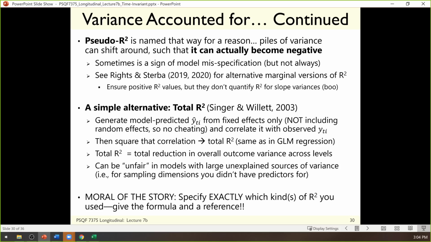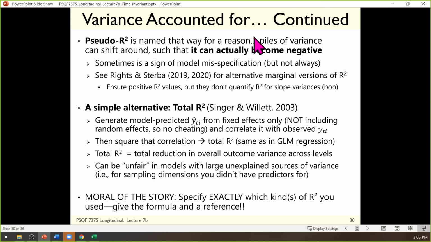So I'm going to give you total R-square. I'm going to give you pseudo R-square. The nice thing about this approach that they have here, there's an R package that they made that spits this stuff out for you. So that makes it a lot easier to get these different types of R-square measures than what it would otherwise be.